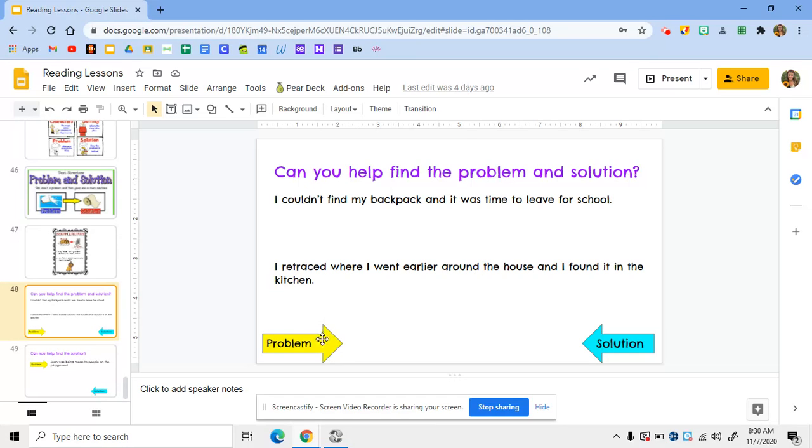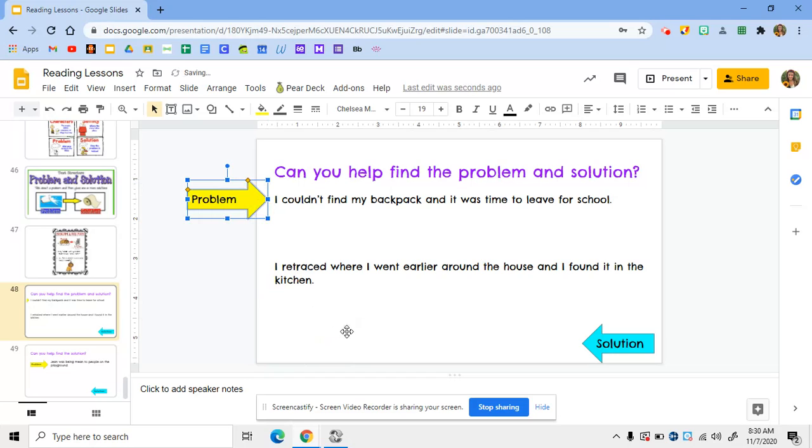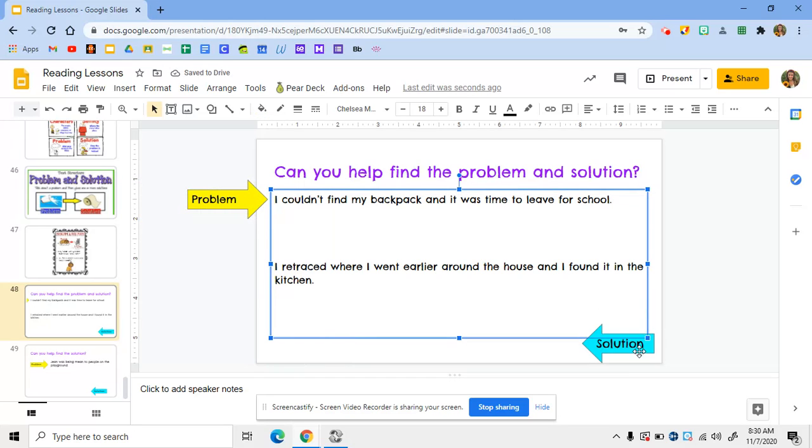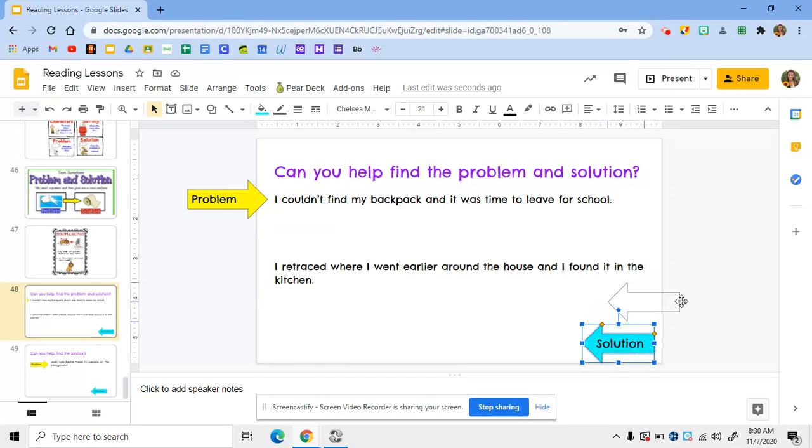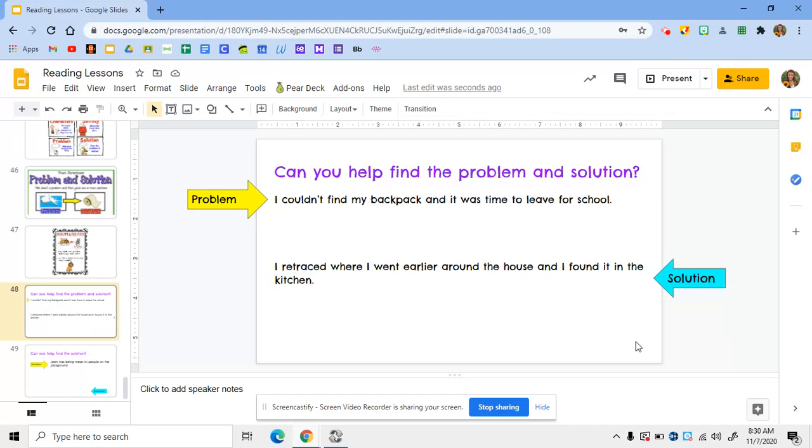So the problem would be I couldn't find my backpack. That's definitely a problem. I need it for school. And the solution would be that I retraced my steps. I thought about where I went earlier in the house, and I ended up finding it. So that's just another example of a problem and solution that our characters can have.